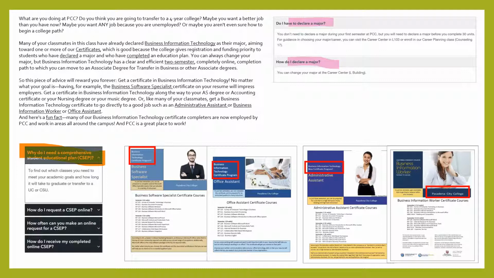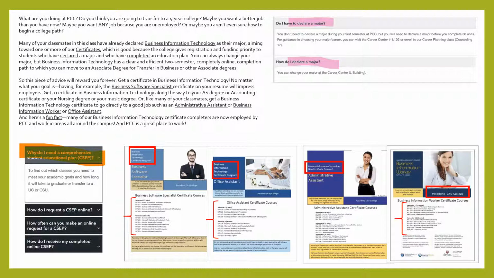You can always change your major, but Business Information Technology has a clear and efficient 2-semester, completely online completion path to which you can move to an associate degree for transfer in business or other associate degrees. So this piece of advice will reward you forever. Get a certificate in Business Information Technology.